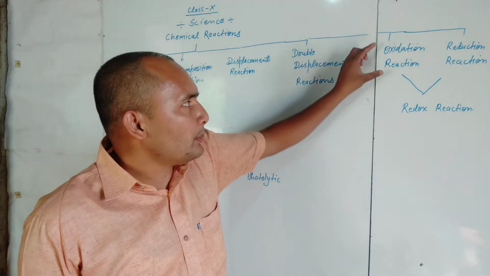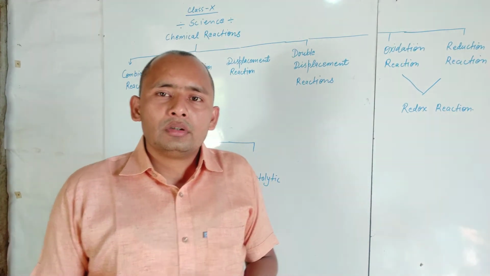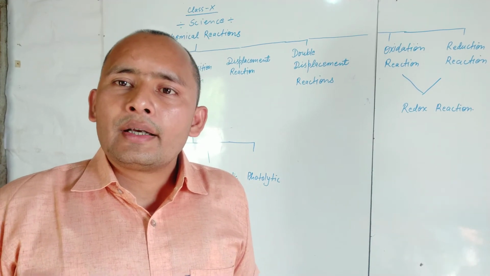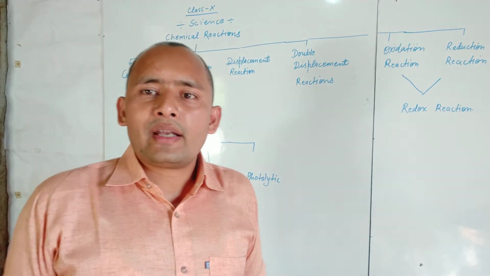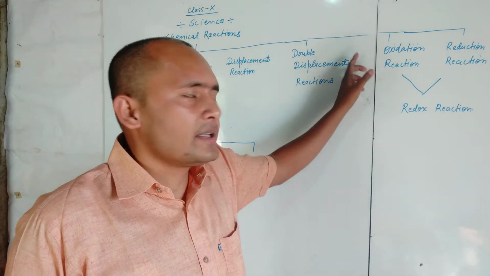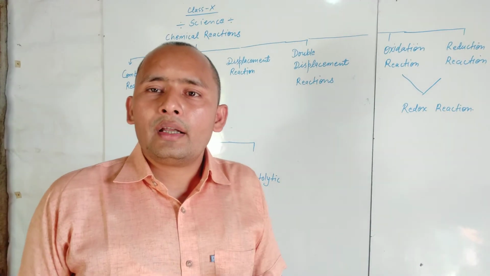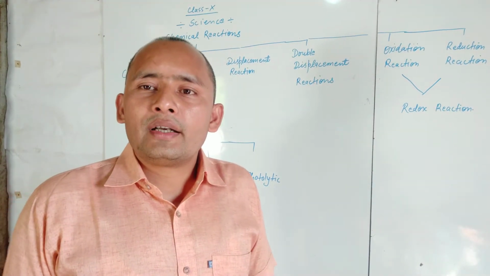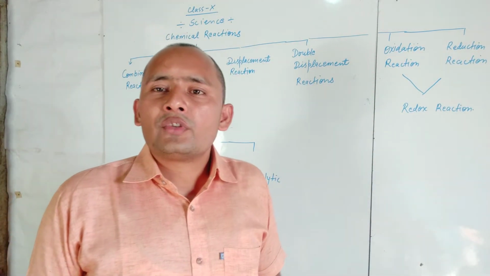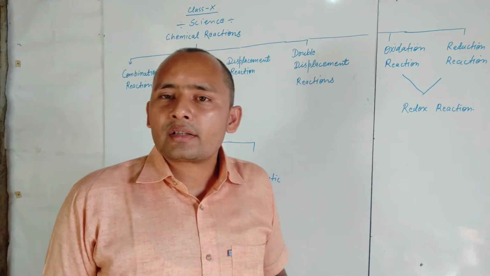And if one element shows an increase in its valency, then you can say that it is an oxidation reaction. And when an element shows a decrease in its valency, then you can say that there is reduction in its capacity and it is a reduction reaction.